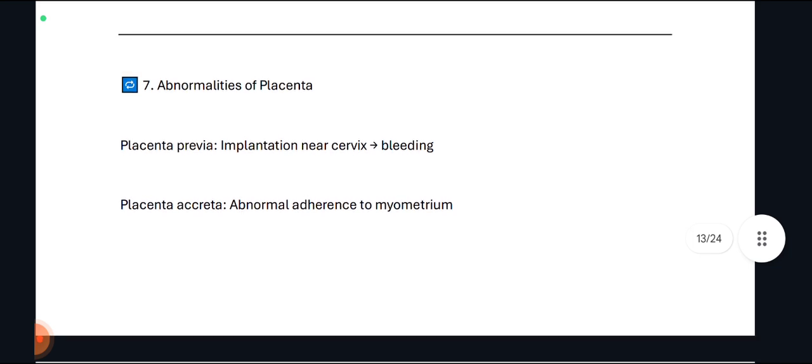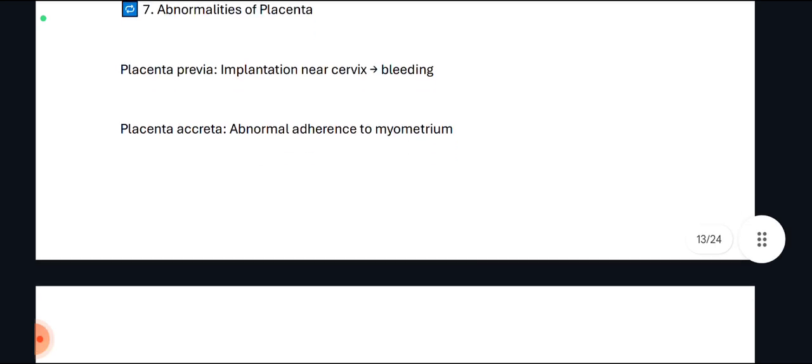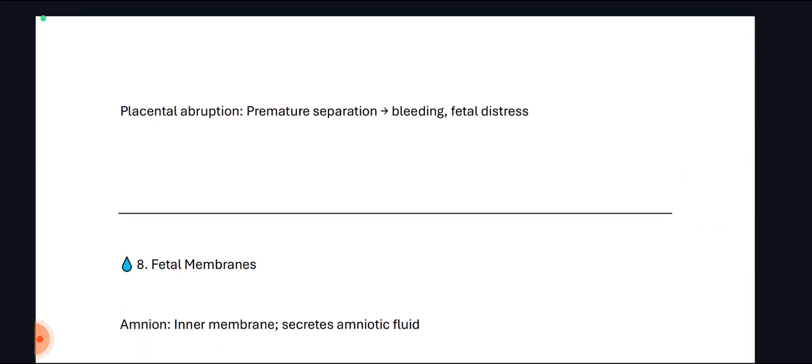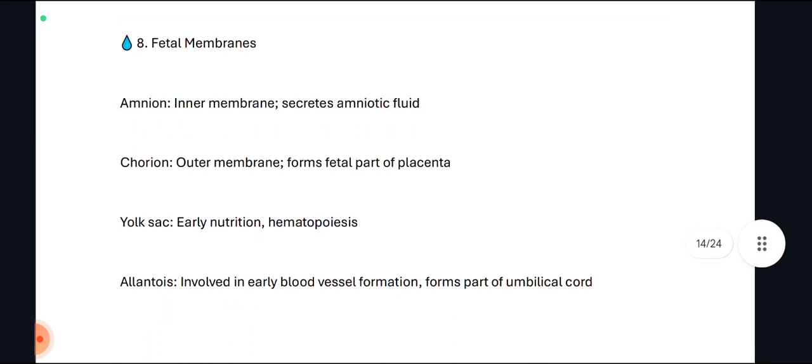Now some abnormalities of the placenta. They can be placenta previa, in which the implantation of the fetus occurs near the cervix, which will lead to heavy bleeding at the time of delivery. There can be placenta accreta, in which the invasion by syncytiotrophoblast cells is great. That is why there is abnormal adherence to the myometrium. There can be placental abruption, in which premature separation of placenta can occur. There will be bleeding and fetal distress.